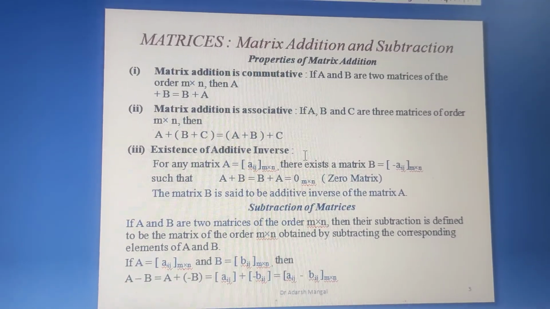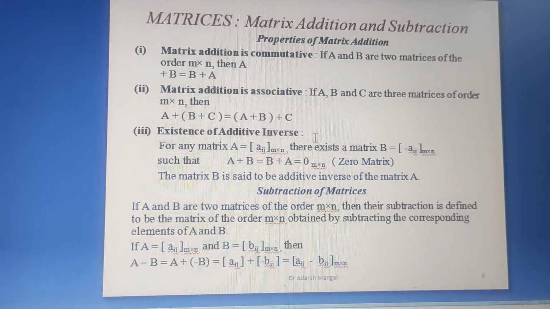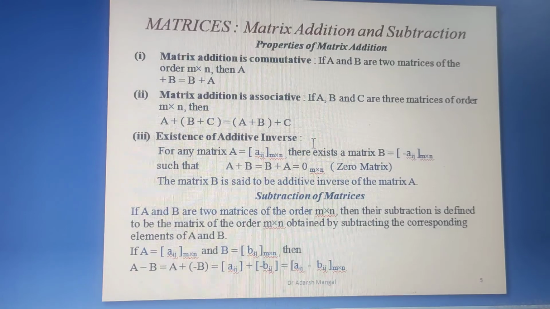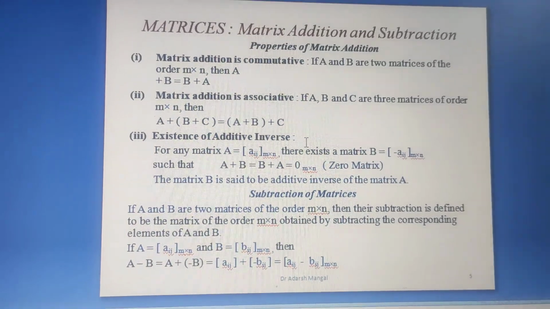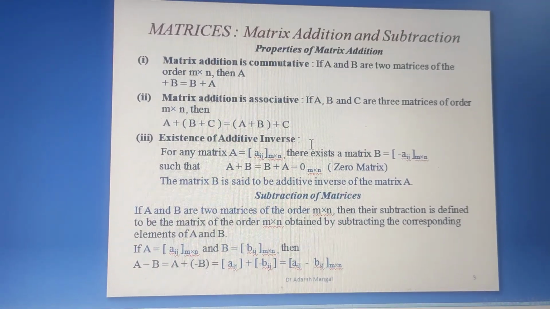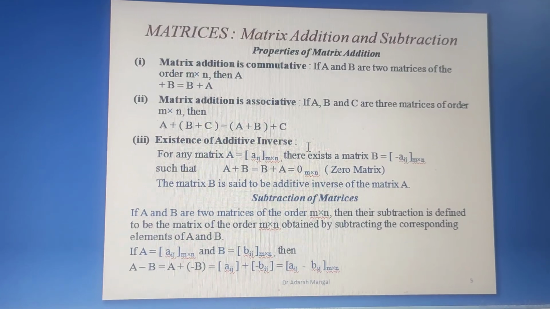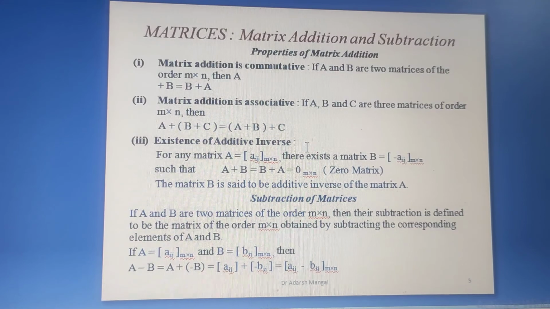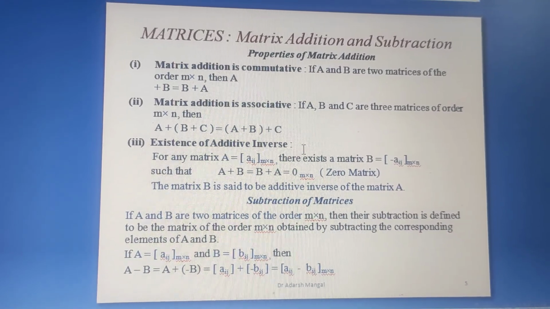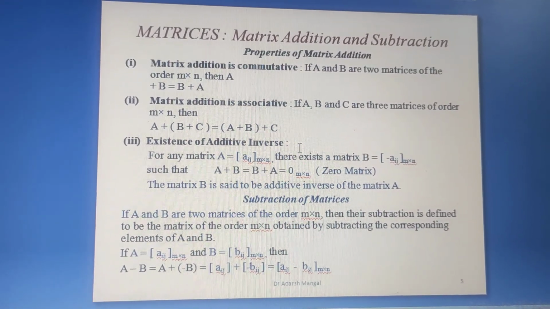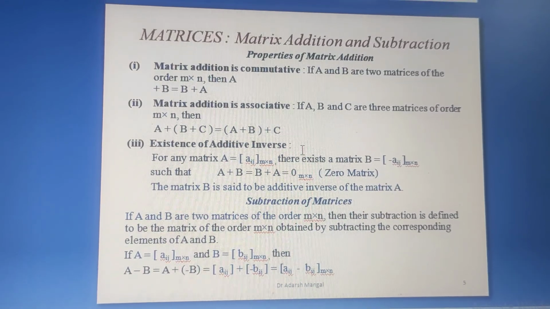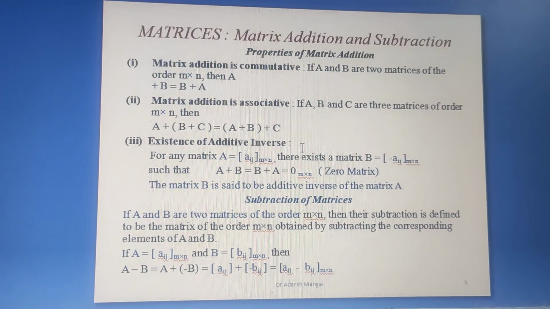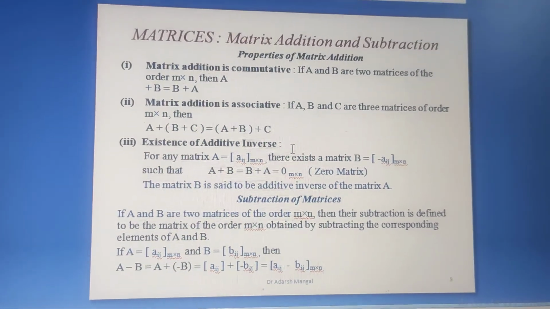If A is equal to Aij, m by n, and B is equal to Bij, m by n, then we can write A minus B is equal to A plus (minus B). Minus B is nothing but the negative of the matrix B. If all the elements of B get multiplied by minus 1, then we get the minus B matrix. So this is the process of subtraction.